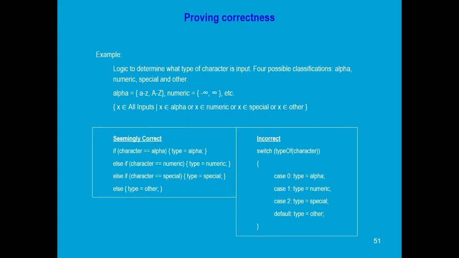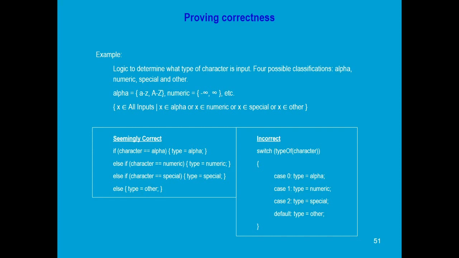Here's a simple example of logic to determine what type of character is input. There are 4 possible classifications: an alphabetic character, numeric character, special, and other. And it helps to translate requirements into a mathematical function.